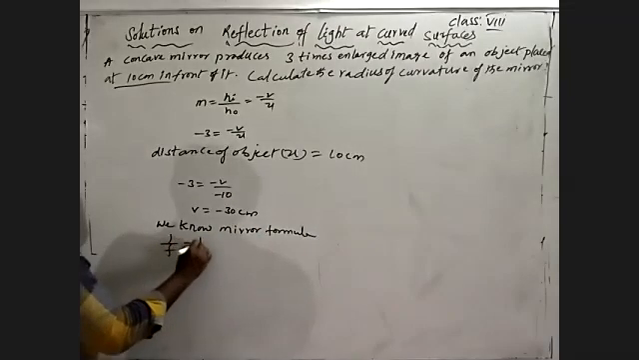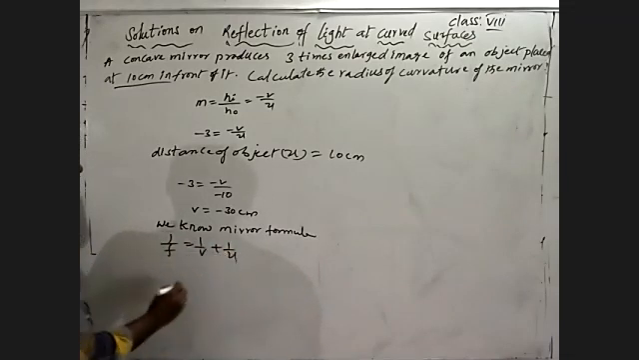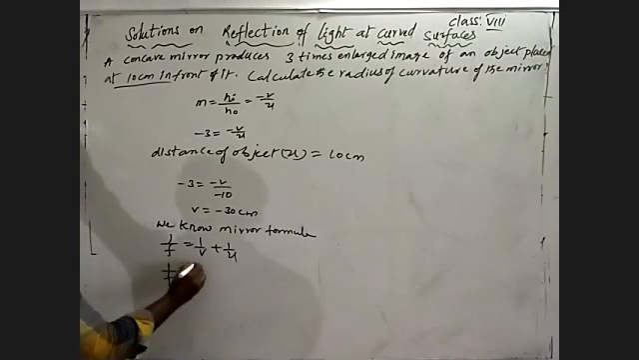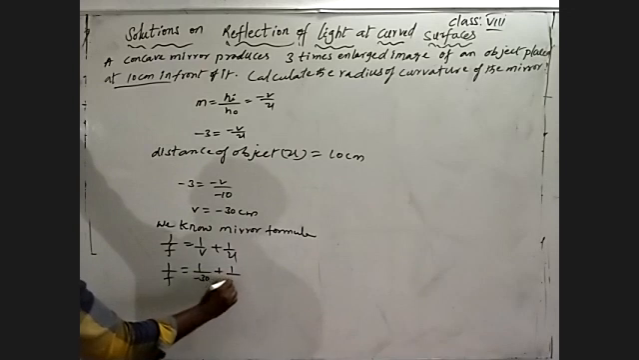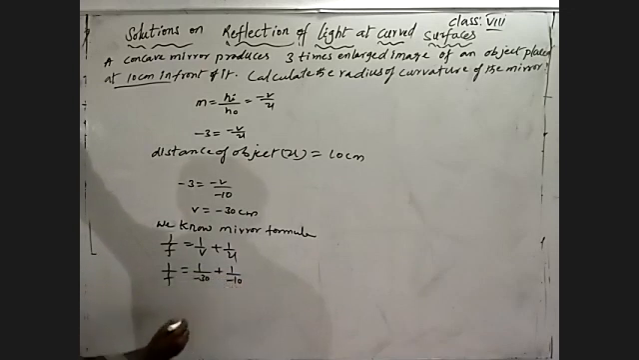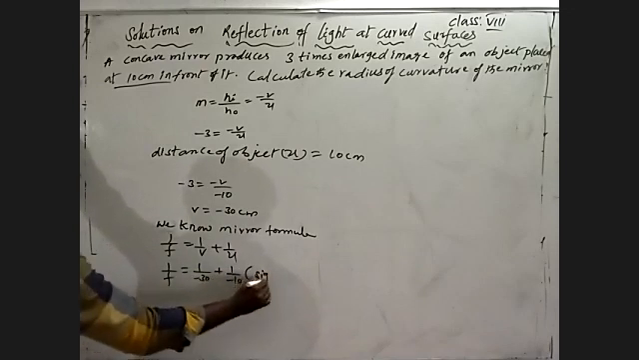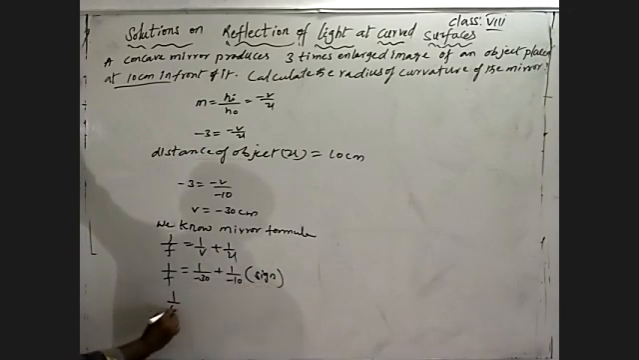1 by f is equal to 1 by v plus 1 by u. To find the focal length, we should not apply sign convention further. 1 by v, how much? 30 centimeter according to sign convention. 1 by u, minus 10 centimeter, according to sign convention. So how much can you get for 1 by f? I will write it here.